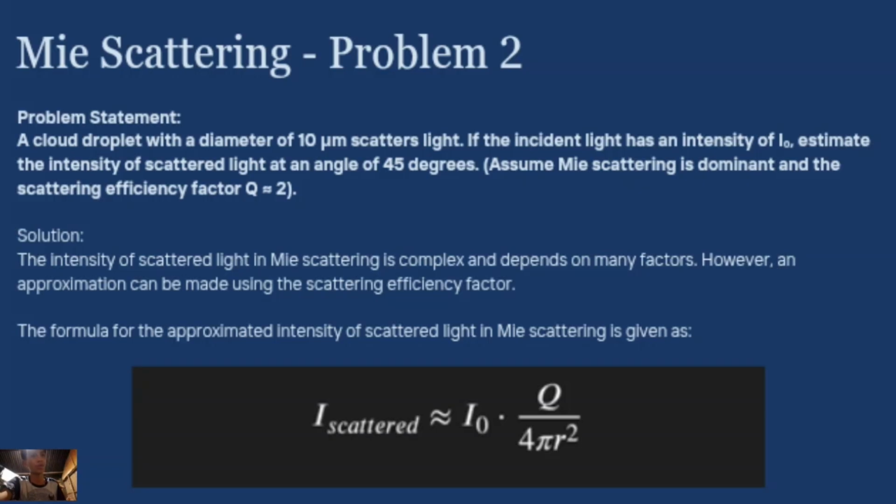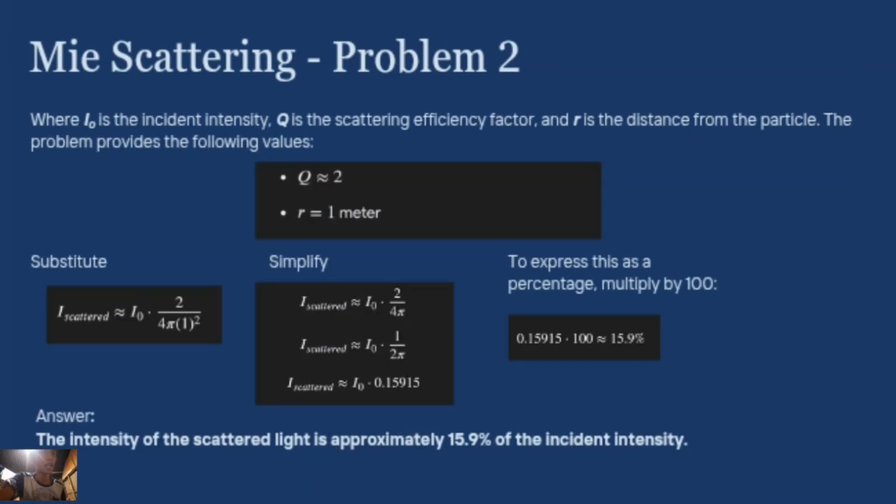And in terms of the solution, the intensity of scattered light in Mie scattering is complex and depends on many factors. However, an approximation can be made using the scattering efficiency factor. The formula for the approximated intensity of scattered light in Mie scattering is given as: scattered intensity is approximately equal to the incident intensity times the scattering efficiency factor over 4 pi r squared.